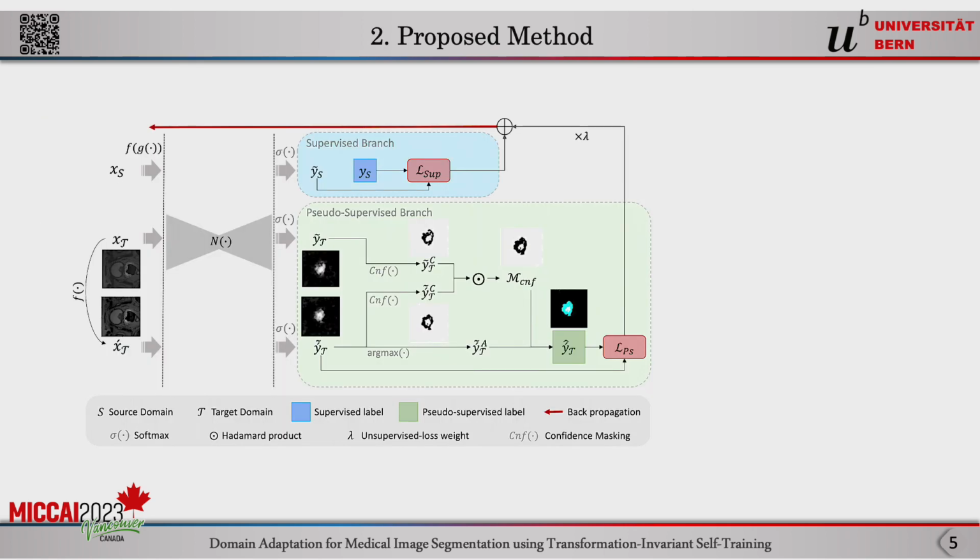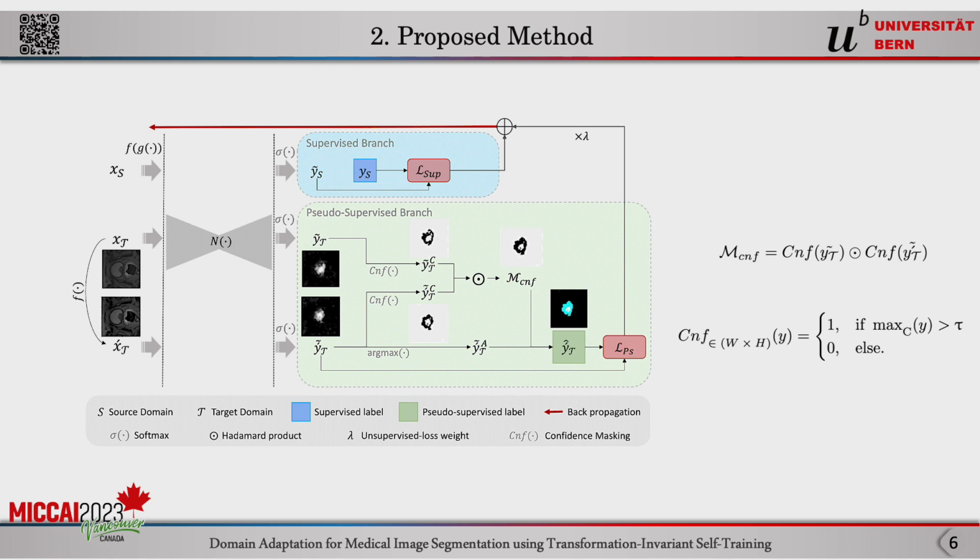At training time, images from the source dataset are augmented and pass through a segmentation network by which the network is trained using a standard supervision loss. At the same time, images from the target dataset are passed to the network. We feed 2 versions of each target image to the network. First, the original target image, and second, its non-spatially transformed version. Once fed through the network, the corresponding predictions can be computed, where sigma is the softmax operation.